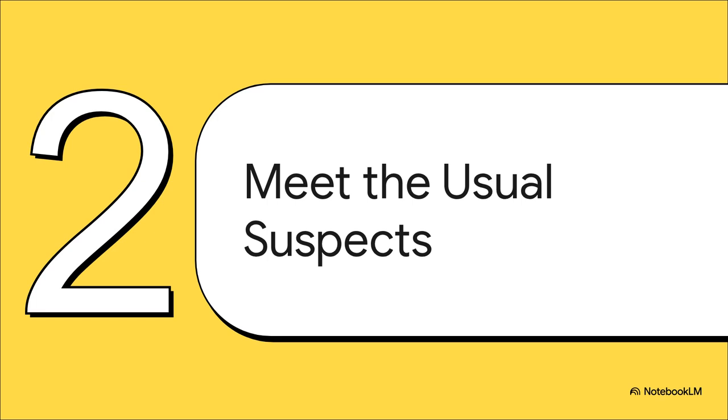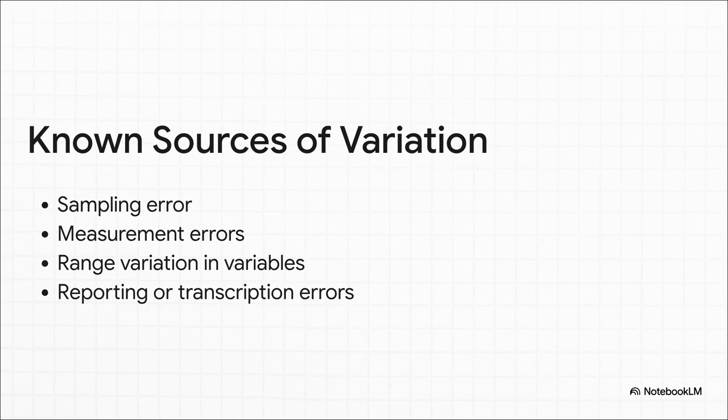So let's meet the usual suspects. These are the known troublemakers, the ones everyone knows about. Scientists have a list of 10 of these statistical artifacts. Things like just random chance because you had a small sample, or maybe your measurement tools weren't super reliable, or even just typos in the data. They've got formulas to correct for the noise these things create.